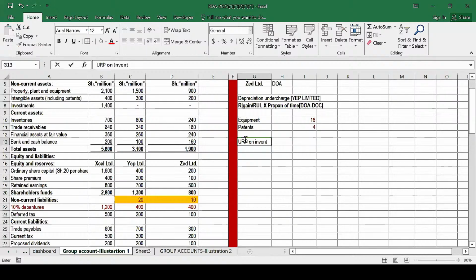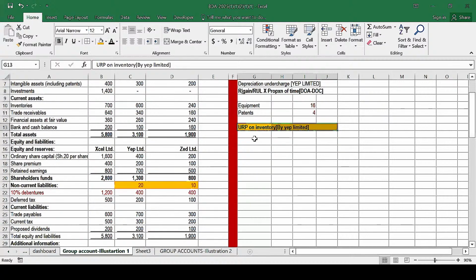Unrealized profit on inventory is always by the selling company. Remember, the selling company here was the subsidiary, which sold the goods to the parent. So this unrealized profit is by the selling company. That's what you need to recall always. The company which sold made a profit, but we say that profit will not have been realized if some of the goods have not been sold to another party.